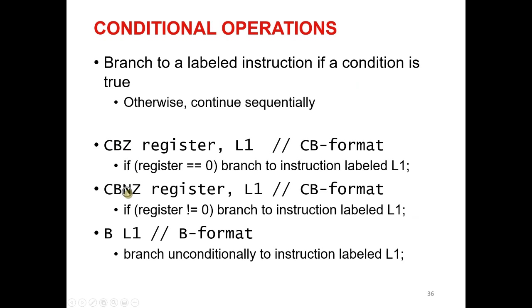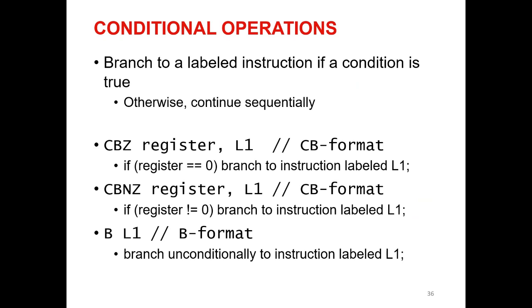Similarly, we have compare and branch if non-zero. You see the N here. So in this case, if the value of this register is not 0, we will branch to a place in the code where we have label L1. This instruction also has CB format. And then finally, we will have an unconditional branch, which is always, once you read this instruction, branch to label L1. So regardless of any result, you always branch to a label L1.